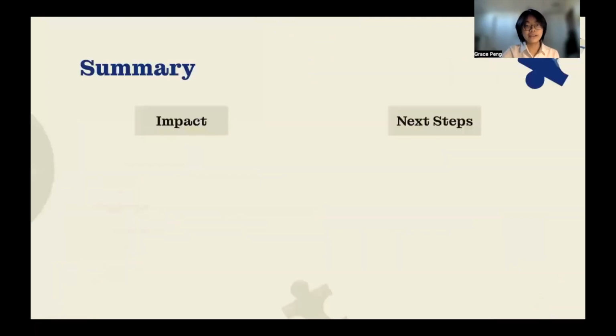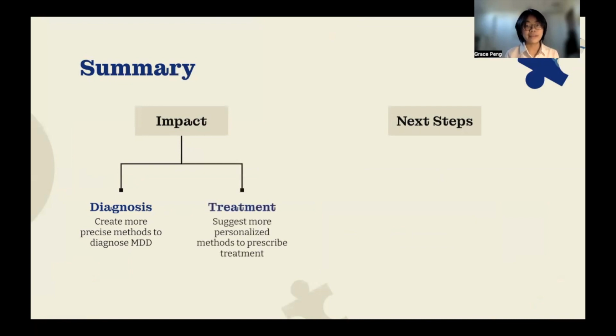In summary, it is important to create more precise methods to diagnose MDD, and this can come with creating subtypes of MDD that are associated with certain characteristics. With this, we can create more personalized methods to prescribe treatment. In order to achieve this, first, we have to possibly have more research into these target genes and proteins to use as clinical markers.